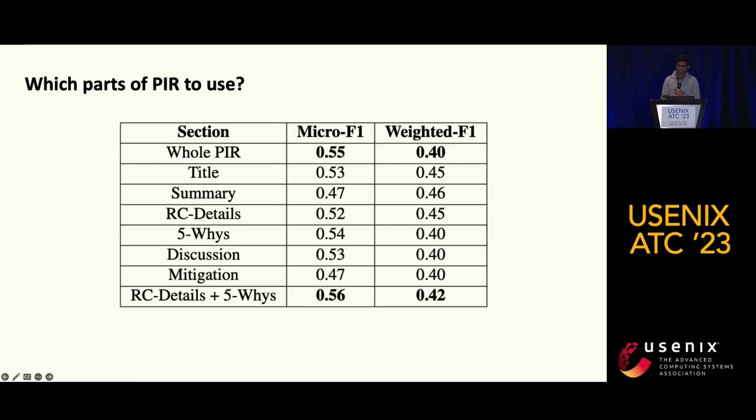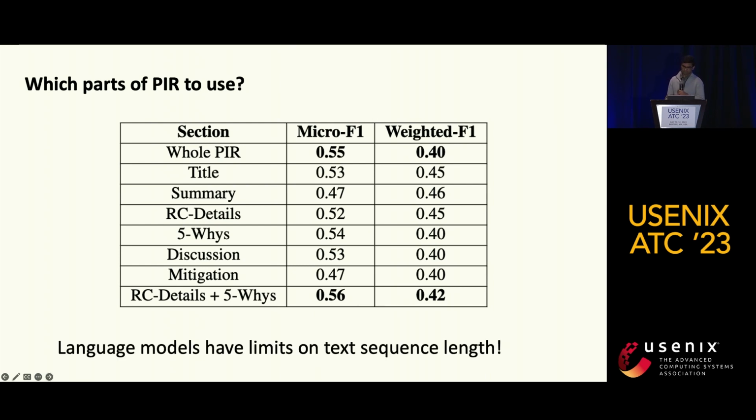To identify which parts of the postmortem reports are really useful, we conducted an ablation study using random forests to identify the top-level root cause categories for each PIR. And we found that 5 whys and root cause details are the most important parts. This step is important because models have limitations on the length of text that they can contextualize, and this step enables us to use models like Pegasus by filtering postmortems to a subset of sections.